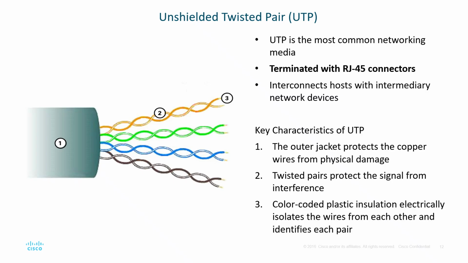Twisted pairs, again, are going to protect the signal from interference. Color-coded plastic insulation electrically isolates the wires from each other and identifies each pair.